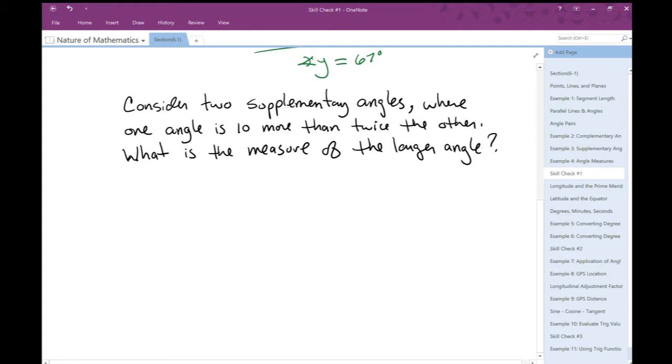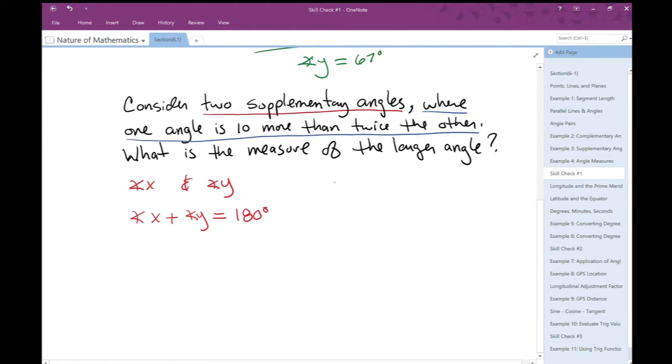So again, you need a plan, and we started this course out with word problems and devising plans. So the first thing we want to consider is we have two angles that are supplementary. Make up your variables. Angle X and angle Y. Those are your two angles. The fact that they're supplementary means that you have angle X plus angle Y equals 180 degrees. Now we need to address our second condition where one angle is 10 more than twice the other. Let angle X equal 10 more than 2 times angle Y. That's 10 more than twice the other.